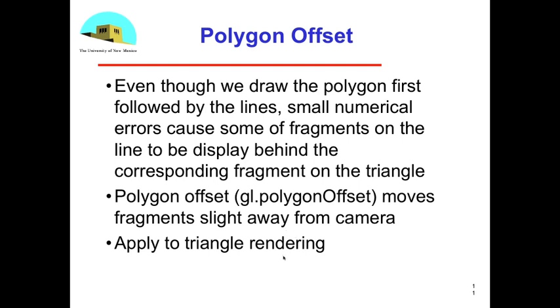And if I apply it now when I render these triangles, it's pushing the triangles slightly back as they're being rendered. So now when I draw, sorry for another little glitch. Now when I draw the polygons first and the line second, the polygons are a little bit behind the lines, and it should display nicely, and in fact it does.